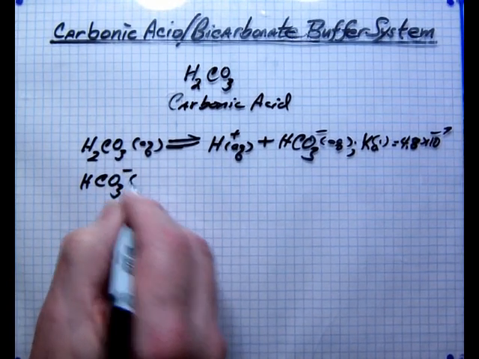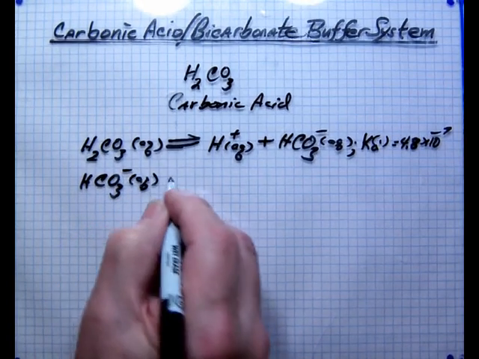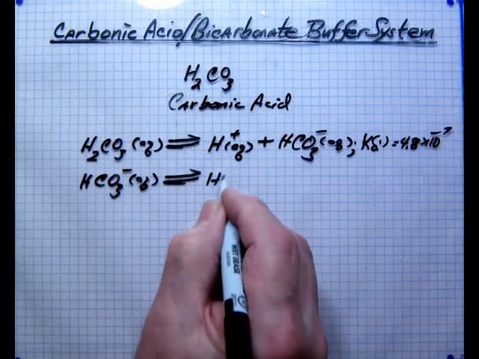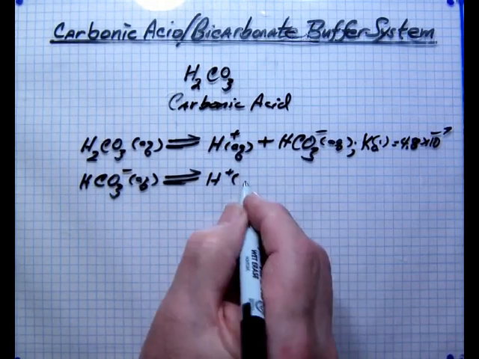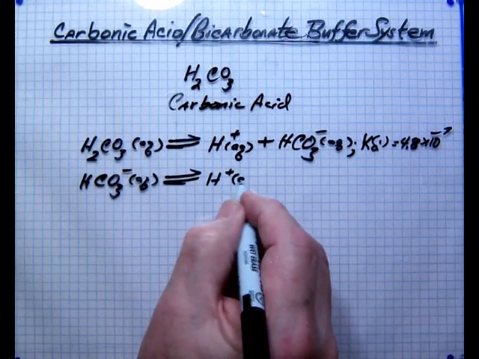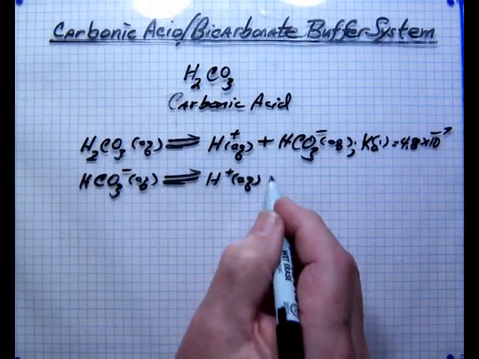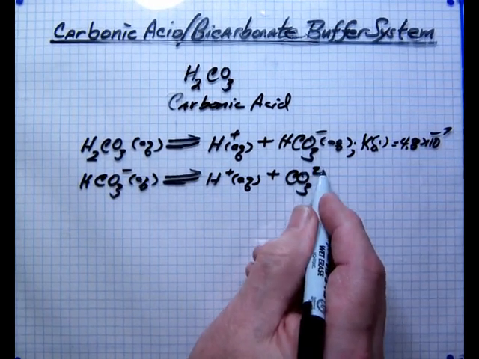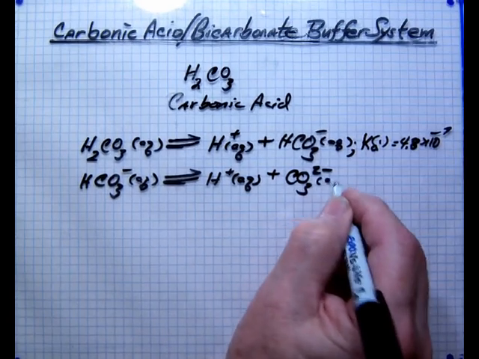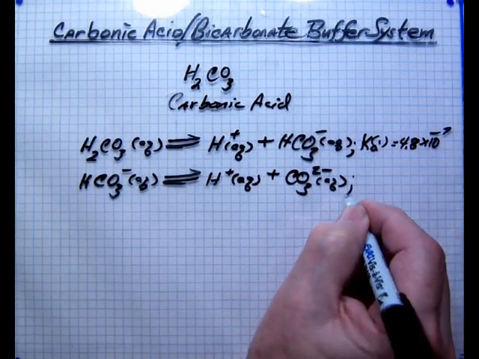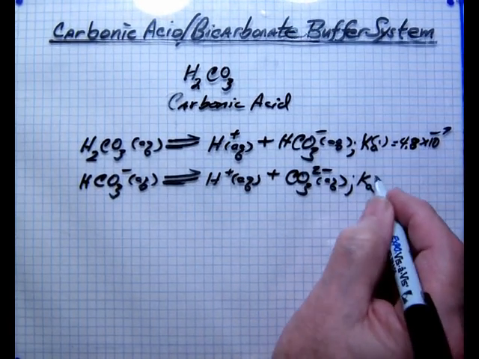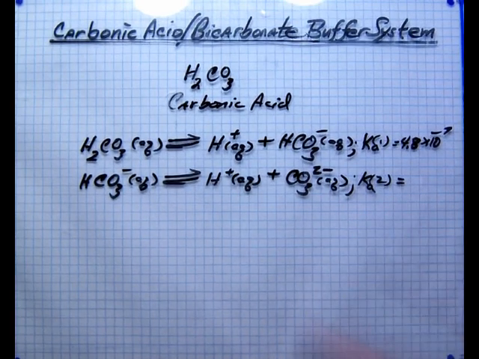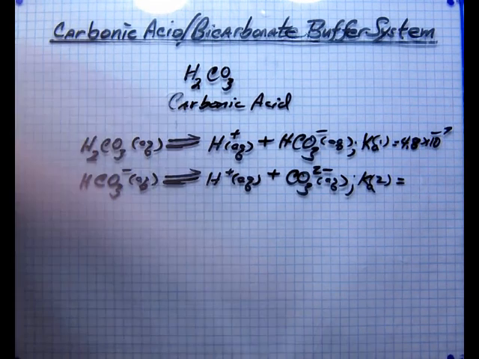The second ionization is HCO3 minus, which undergoes ionization to deliver additional hydronium ions plus CO3 2 minus aqueous, and Ka2 is 3.5 times 10 to the minus 11.